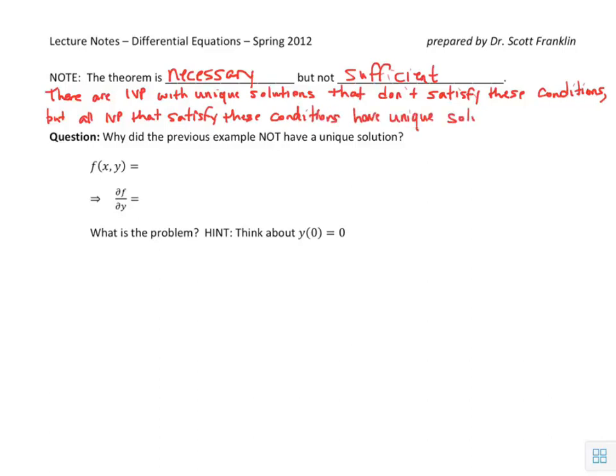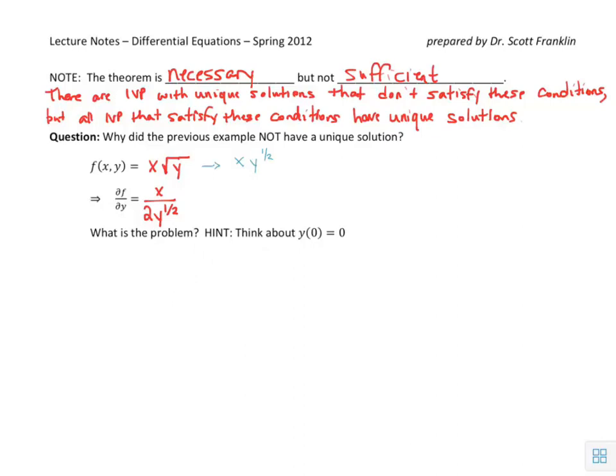So why did the previous example not have a unique solution? The example y prime equals x times y to the 1/2. Well, think of the partial of f with respect to y. The partial of f with respect to y would be x over 2 y to the 1/2. Just treating x as a constant, bring the 1/2 out front, drop that power by 1, you end up with this function right here. But what's the problem with that?